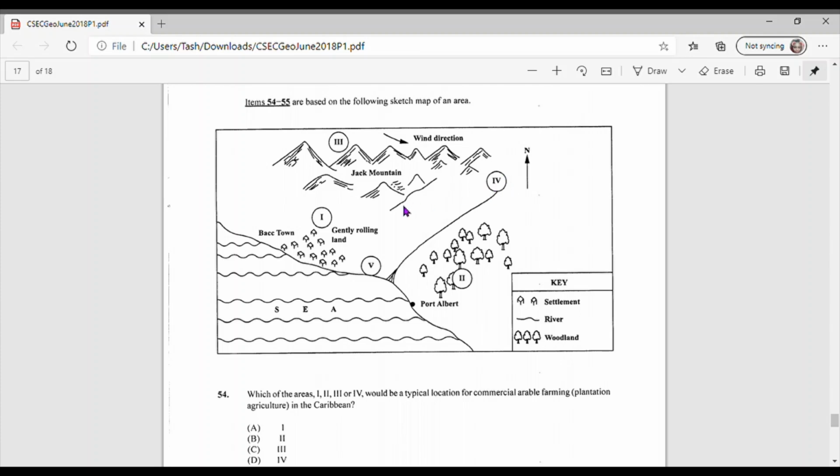So the two options that are left are 1 and 2. The one that is typical for commercial arable farming in the Caribbean, it would be flatland, but it would not be right at the settlement. It would more than likely be at the area that is a woodland, and it is close to the port, so there would be access to other means of exporting and transportation, etc. So for number 54, the answer would have been letter B.